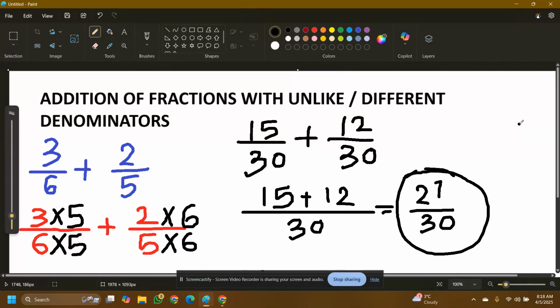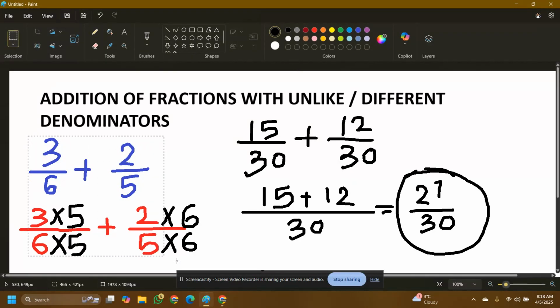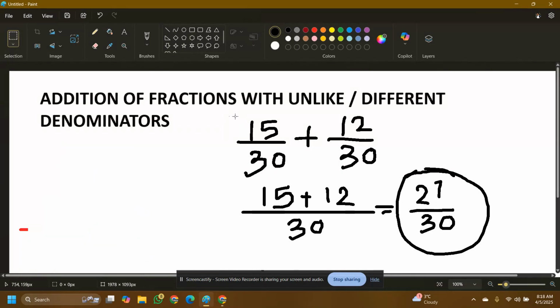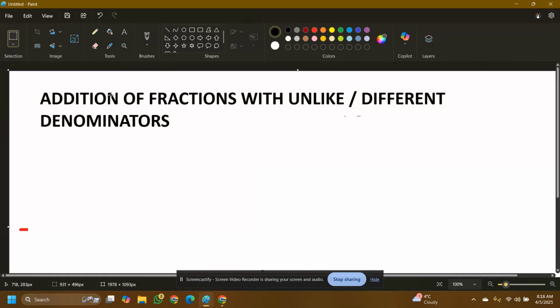So there is a big candy bar with 30 equal parts. And I have used 27 parts out of the 30 parts. So that tells me about the addition of fractions with unlike or different denominators. Now I'm switching over to subtraction of fractions with unlike or different denominators. So I'm just quickly going to change this to subtraction.